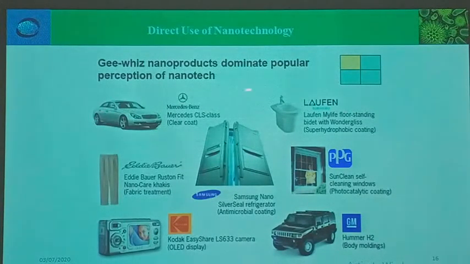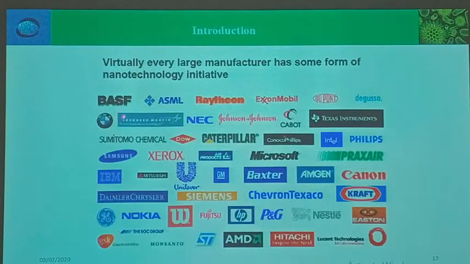These are various examples in which nanotechnology is directly used, with companies like Mercedes, Kodak and Samsung. They are using nanotechnology for their products in the automobile sector, the electronic sector, smart windows and solar cells, in different areas. Already the companies have started using this technology and preparing their own products.